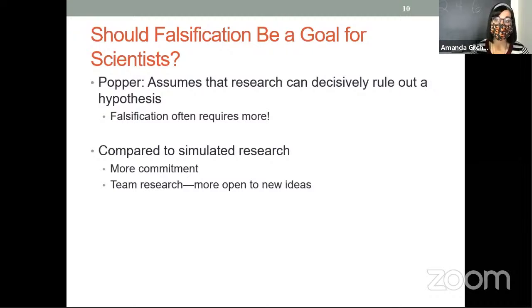And one of the things that's actually interesting, when you look at how scientists engage in inductive reasoning with hypothesis testing compared to college students that have to do this in a simulation, we do find that the scientists are far more committed to confirmation than the simulated research scientists. But simulated researchers that are doing work in teams are often more open to new ideas, including falsification.